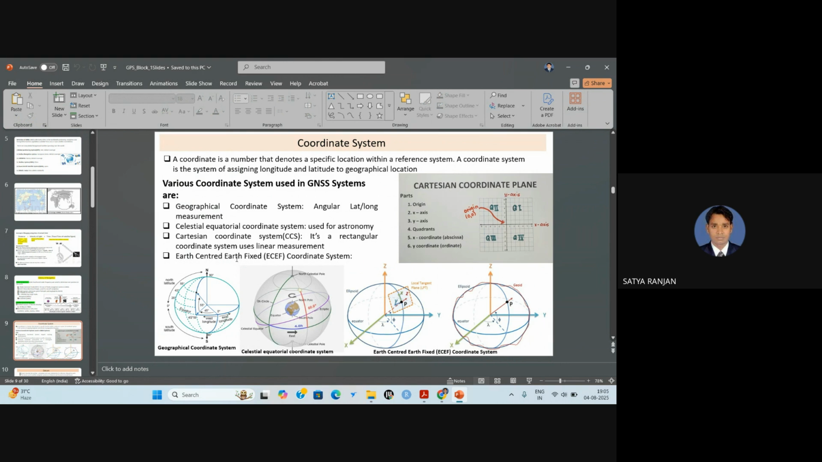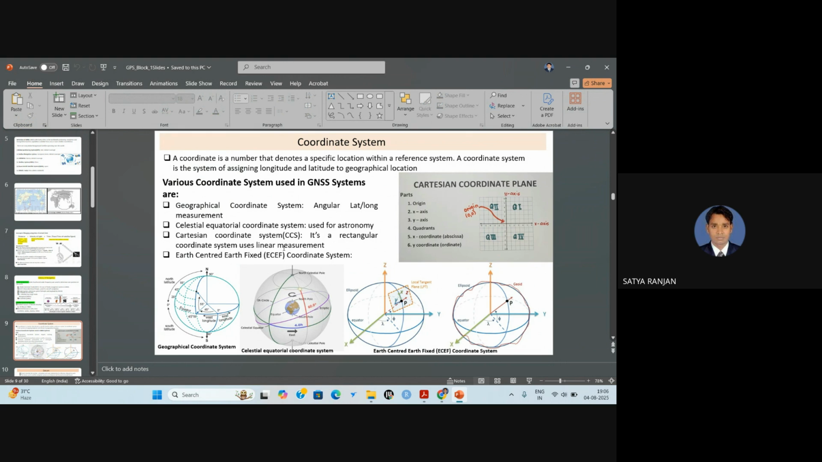Then the Earth-centered, Earth-fixed coordinate system, that is the ECEF coordinate system. So these are the coordinate systems. ECEF, Earth-centered, Earth-fixed, is basically also used for geodetic information. So a lot of coordinate systems are there. Different GNSS systems use different coordinate systems for the accuracy of positioning.